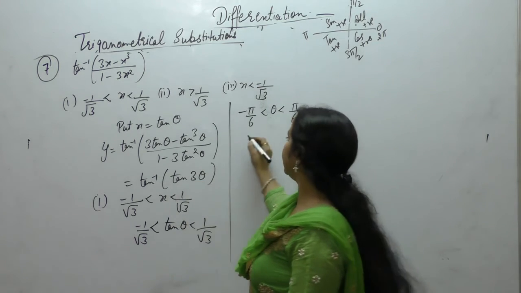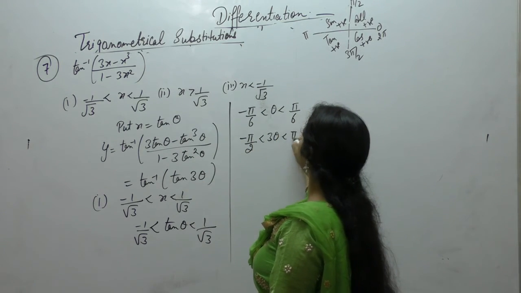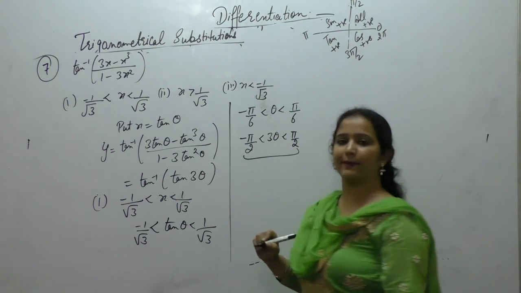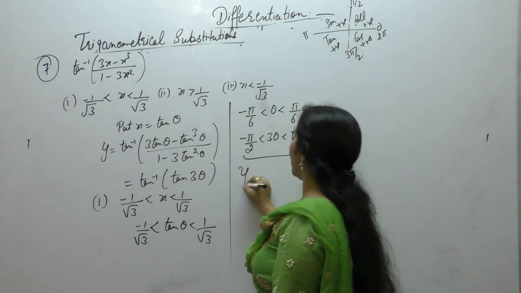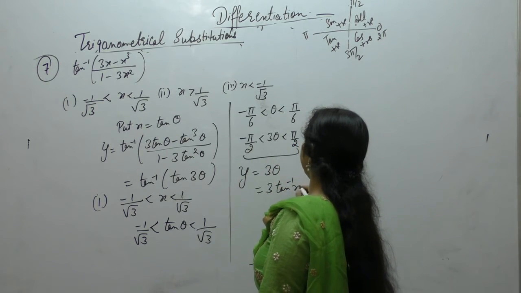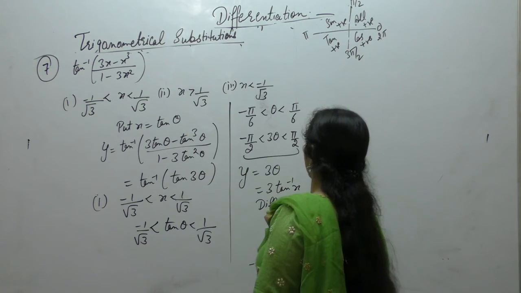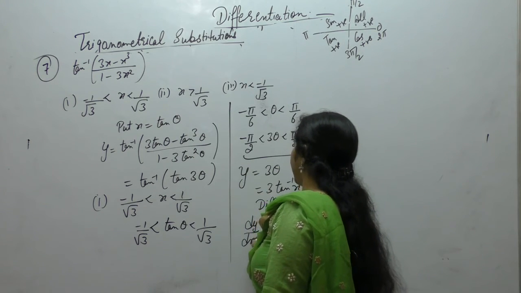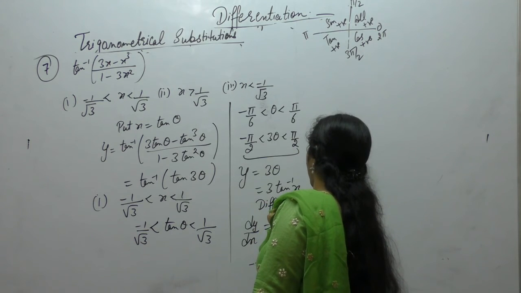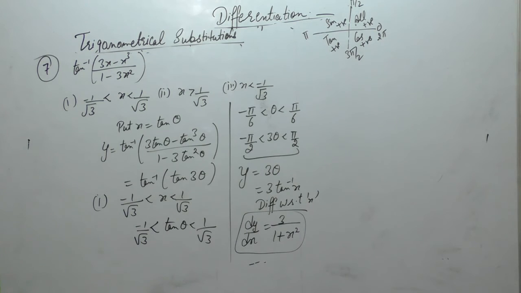Angle is 3 theta, so multiply by 3. Limit of tan lies between minus pi by 2 to pi by 2. So y is 3 theta. Theta is tan inverse x. Now differentiate with respect to x. We get dy upon dx is 3 upon 1 plus x square. Note it down.